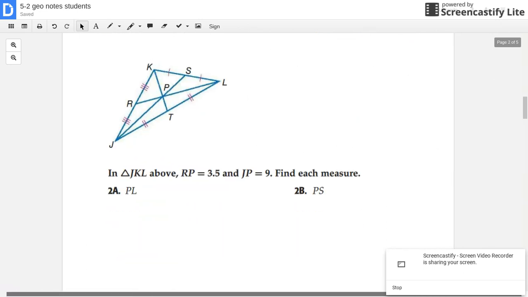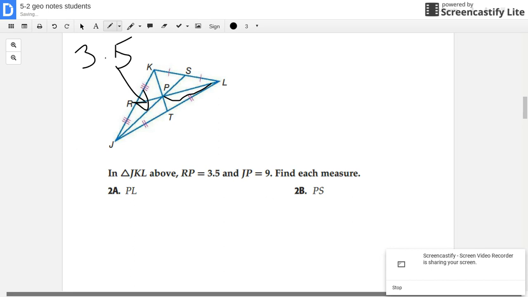So essentially the same thing. We have, again, medians. They create centroids. If we have triangle JKL above and RP is 3.5, JP is 9, we have to find each other. I'm going to find PL. You're going to try to find PS later. To find PL, we look at where it's located. It's located on RL. However, we're only given RP, which is 3.5.